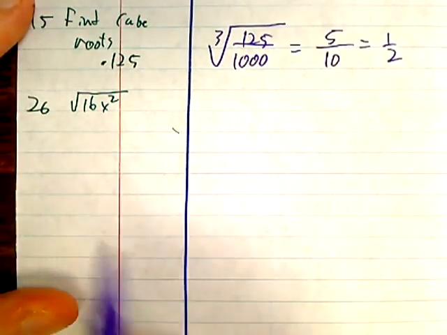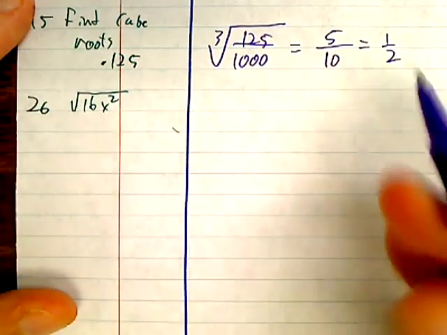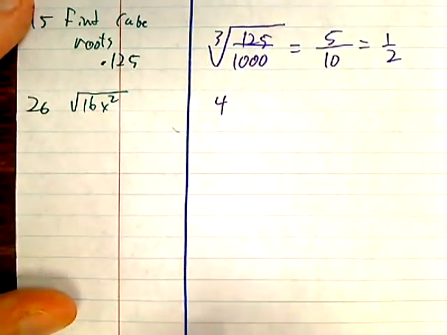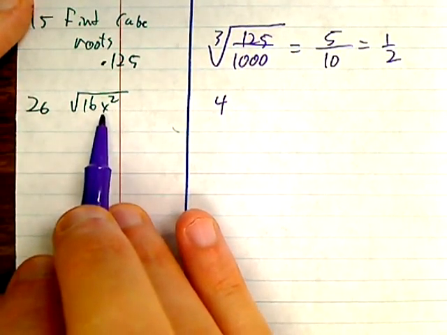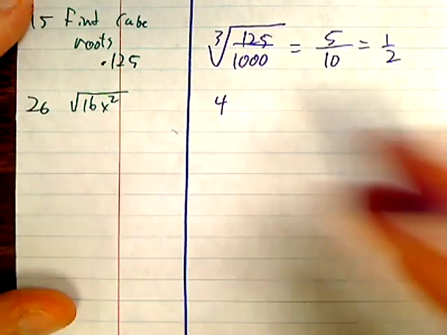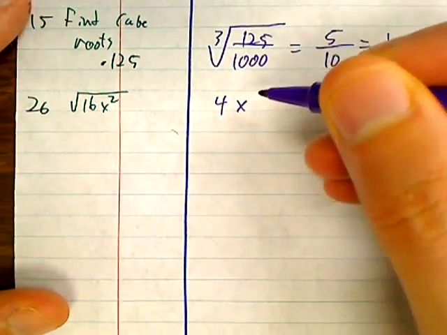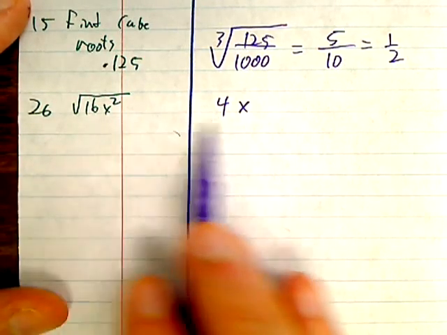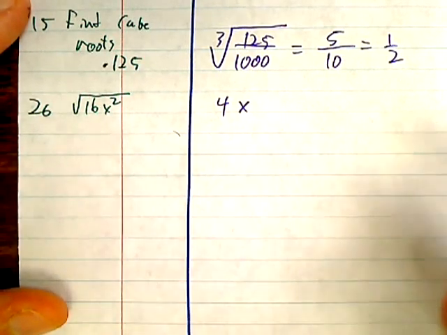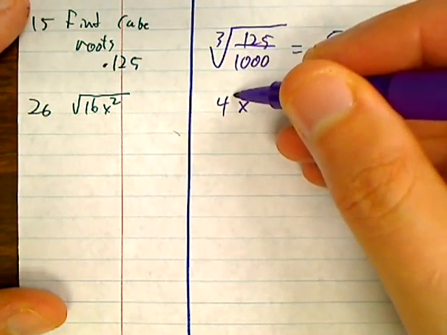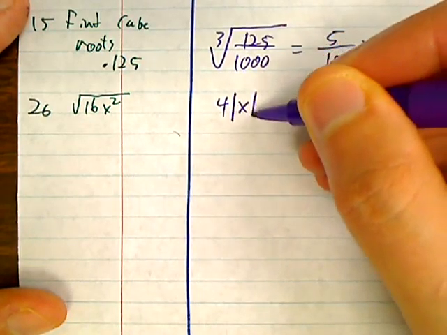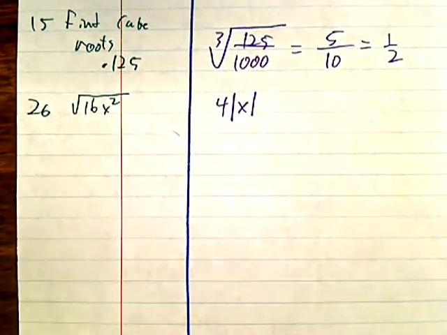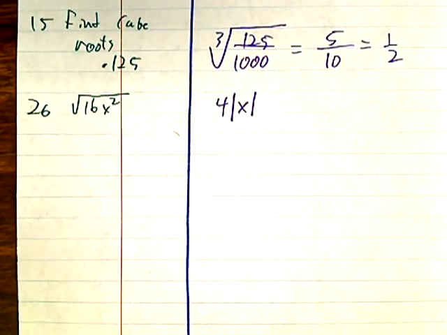Alrighty, let's see. We have the square root of 16x squared. Well, the square root of 16 is 4. The square root of x squared, well, that's just going to be x. Okay, and we also talked about when you go from an even power to an odd power, that's going to be an absolute value there. So you need to add that on as well. So 4 times the absolute value of x.